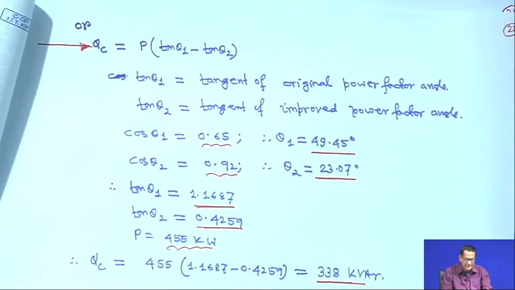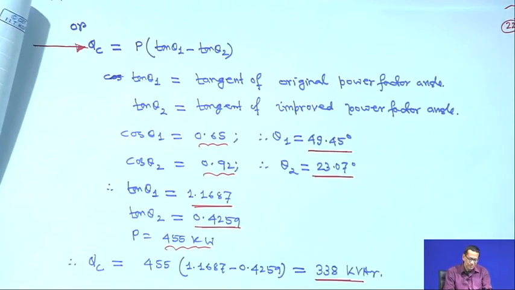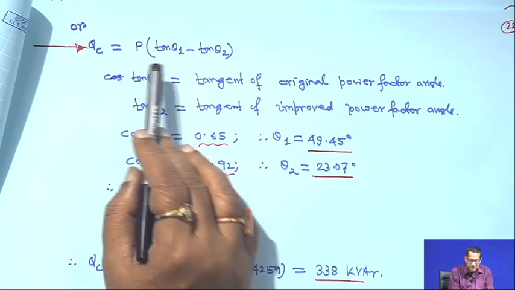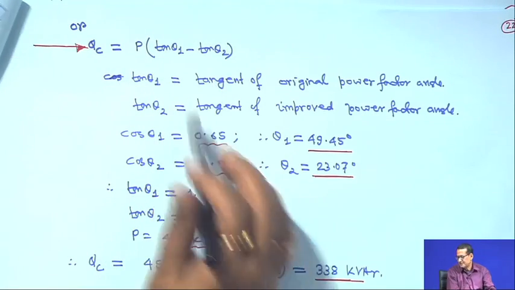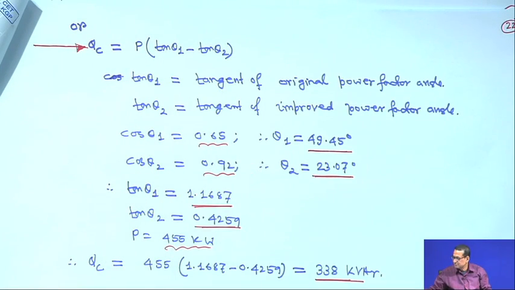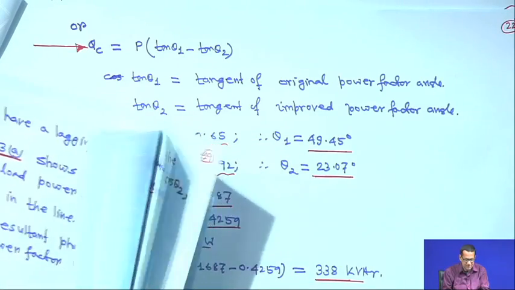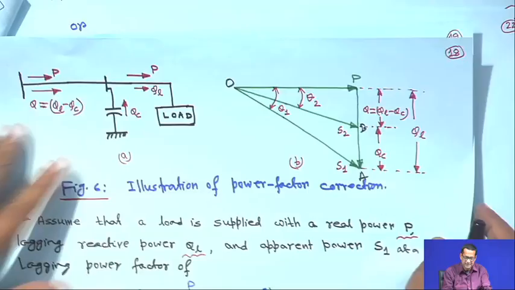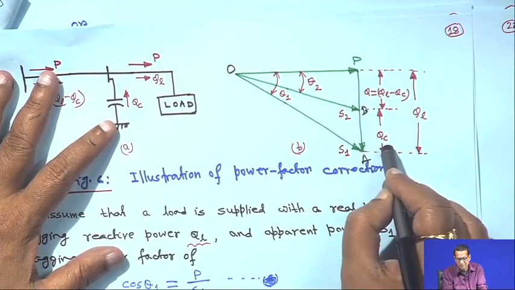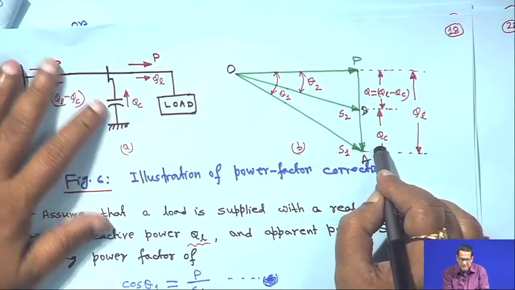Now, another formula for computing QC is QC is equal to P tan theta 1 minus P tan theta 2. Then again I have to go to that power triangle, right. How are we getting P tan theta 1 minus P tan theta 2? First, let me go to that power triangle, whatever we have made. This is your power triangle, this QC you have to make it, right.